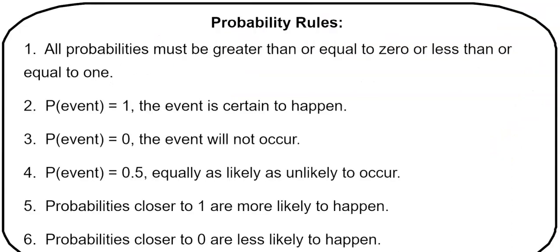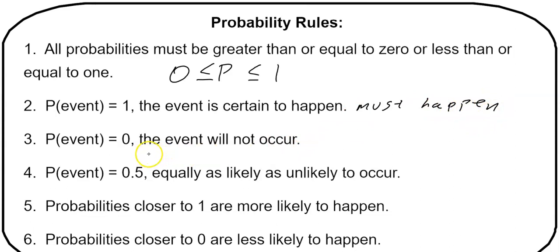So there are a couple rules for probabilities. Probabilities must be greater than or equal to 0 and less than or equal to 1. So the probability of any event needs to be between 0 and 1 inclusive. No negatives, and it cannot be bigger than 1, because a probability of 1 is a certainty. This means my event must happen. If a probability is 0, that's an impossibility. This event will not occur because this is impossible.